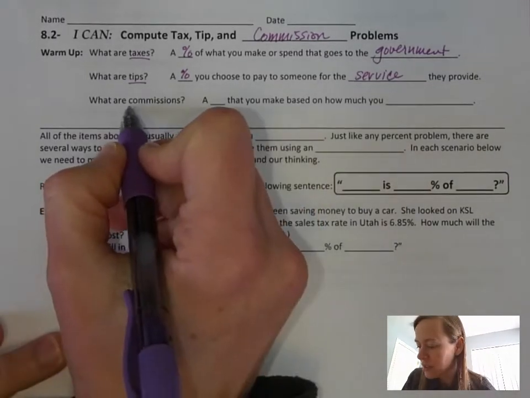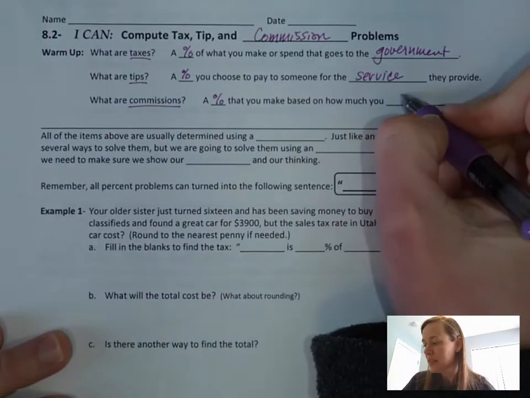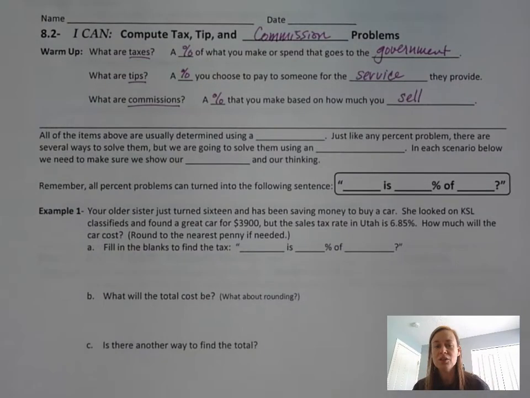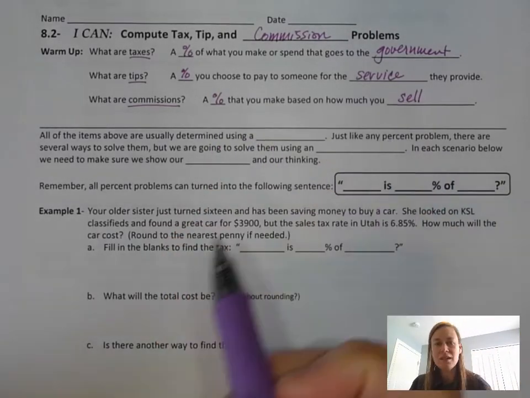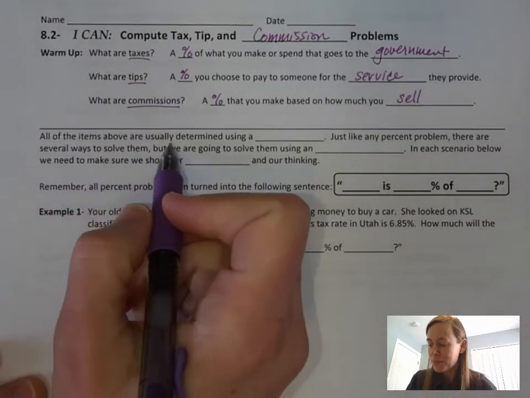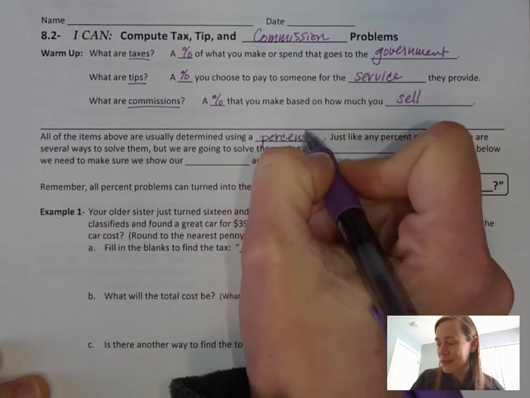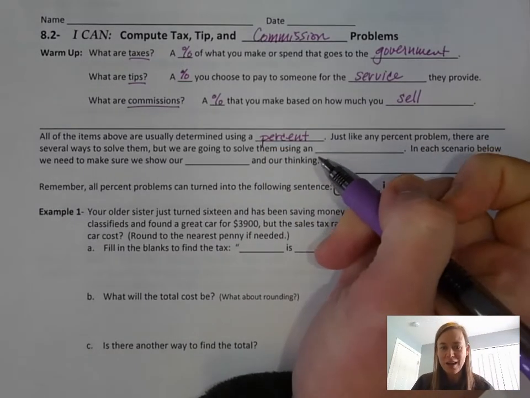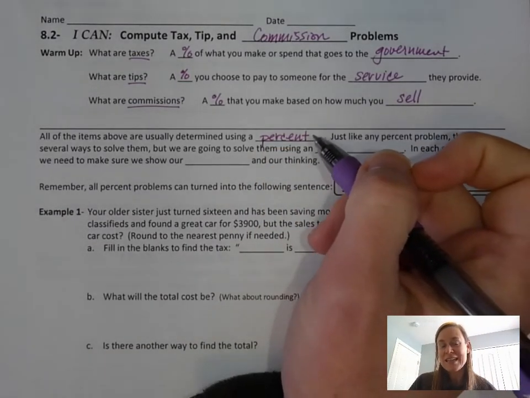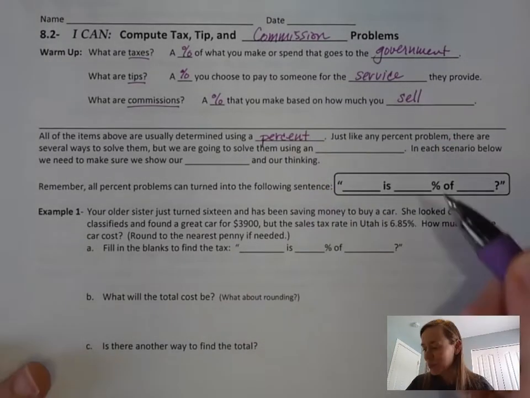Now what about commissions? Commissions are a percentage that you make based on how much you sell. So if it's your job to sell cars, or sometimes selling clothing, or selling software, you would be making a percentage based on how much of that product you're selling. All of the above items are usually determined using a percent. So this is a super practical application of percents. This is the kind of thing that you're going to be seeing in your day-to-day life all the time, so it's really super helpful.